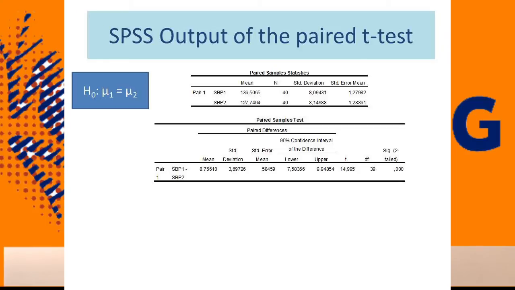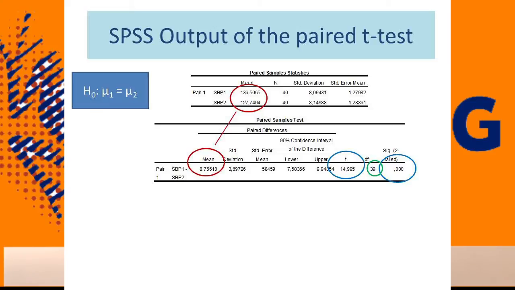The tabulated mean is the difference between the two means of systolic blood pressure 1 and systolic blood pressure 2. The given t-value has been calculated by standardizing the mean, 8.766, divided by the standard deviation of the mean, the standard error, in this case 0.585. This leads to a t-value of almost 15. The number of degrees of freedom is equal to the number of individuals, 40, minus 1, so 39.